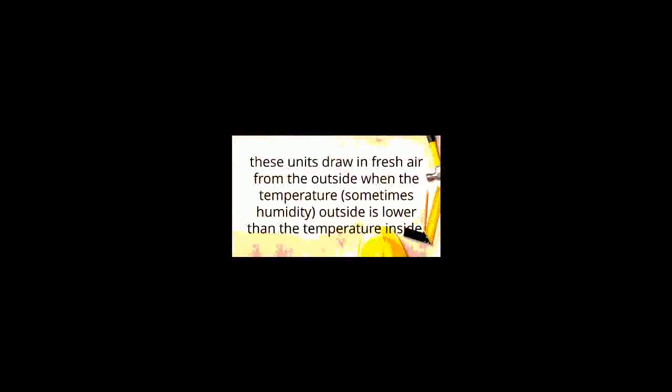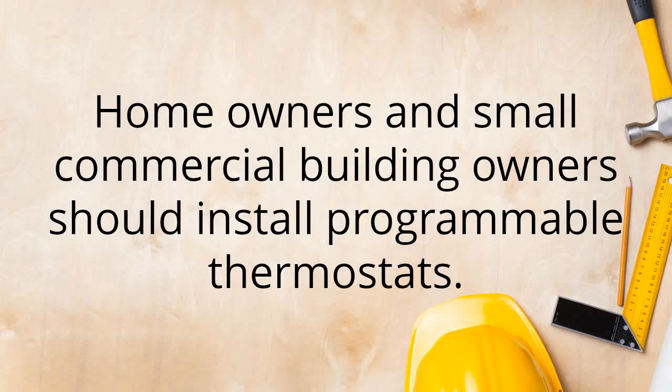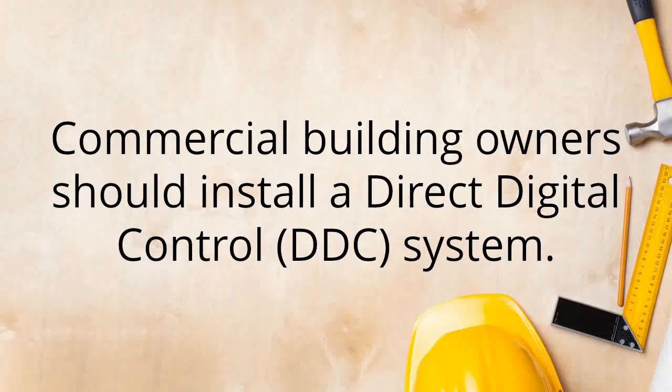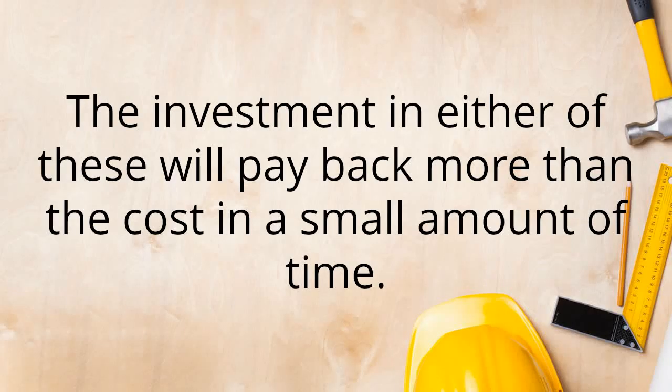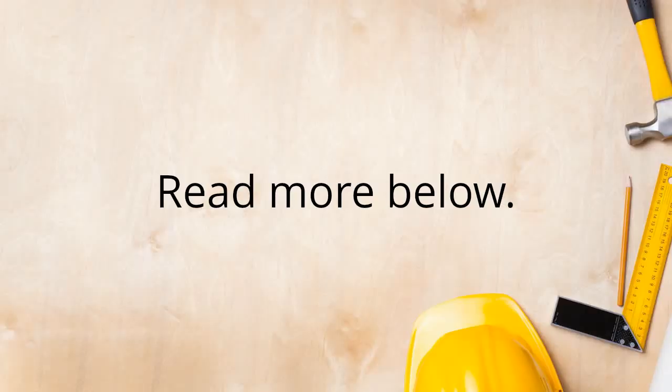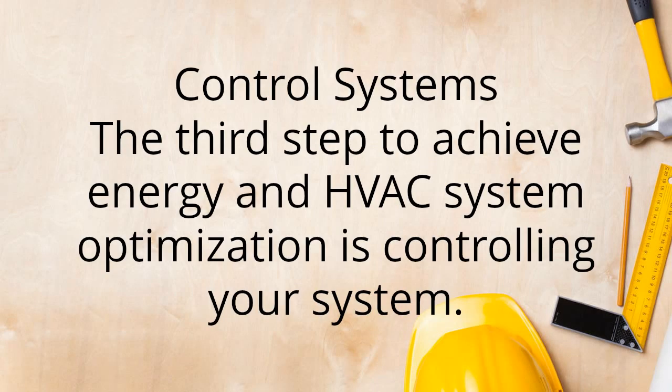Homeowners and small commercial building owners should install programmable thermostats. Commercial building owners should install a direct digital control (DDC) system. The investment in either of these will pay back more than the cost in a small amount of time. Read more below. Control systems: the third step to achieve energy and HVAC system optimization is controlling your system.